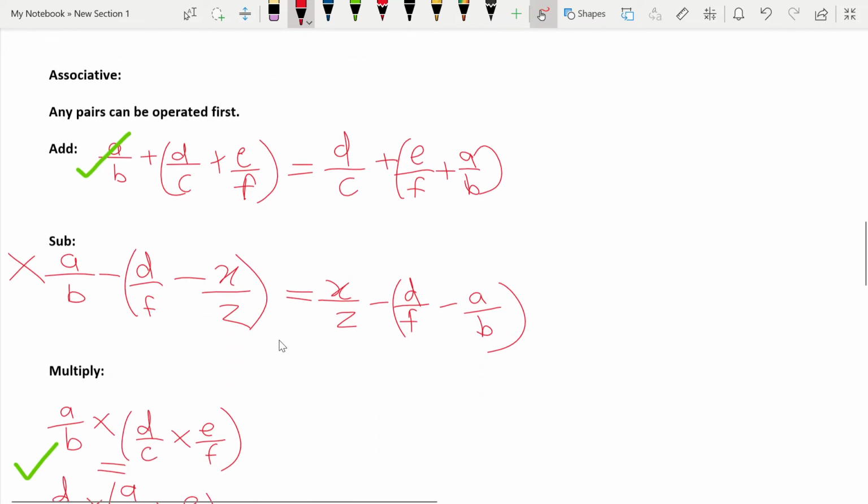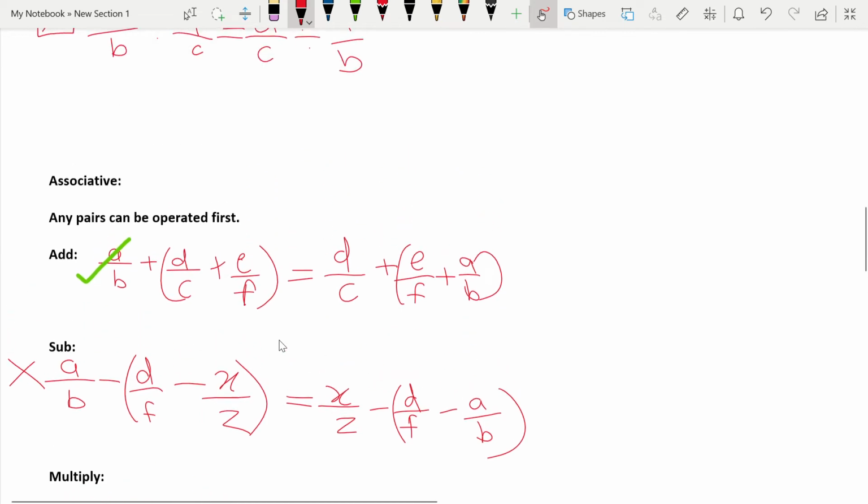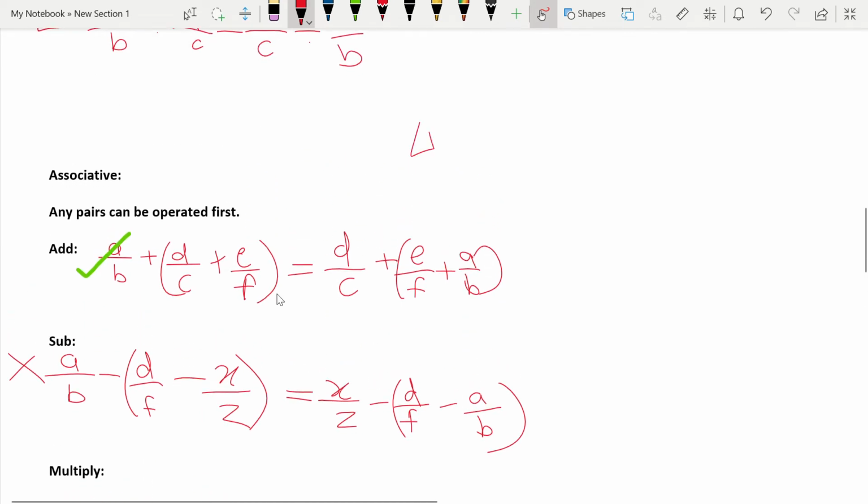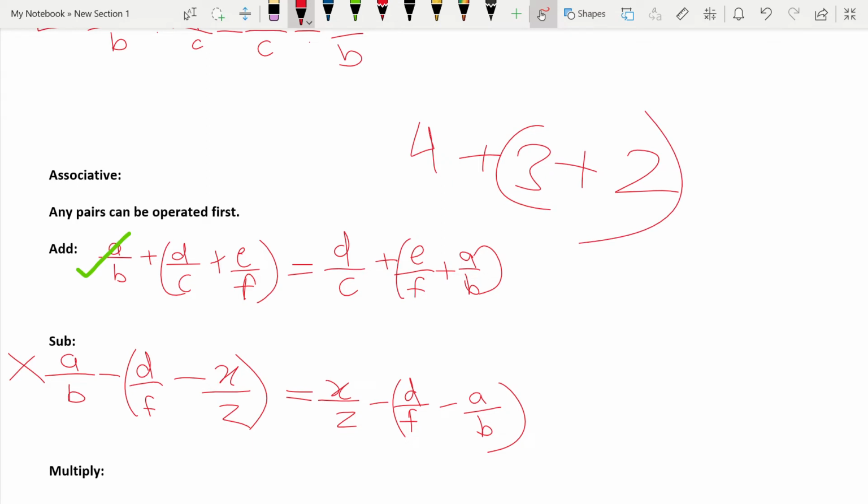Associative property. Now associative property is that when you do 4 plus 3 plus 2, you can add 3 plus 2 first and then you can add 4 later on, or you can do 4 plus 3 first and then add 2 later on. So that's our associative property.